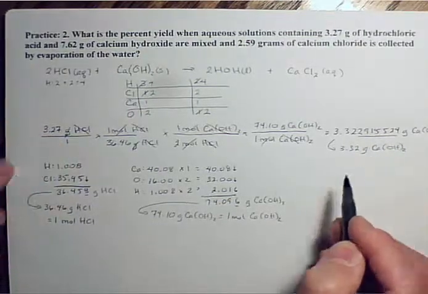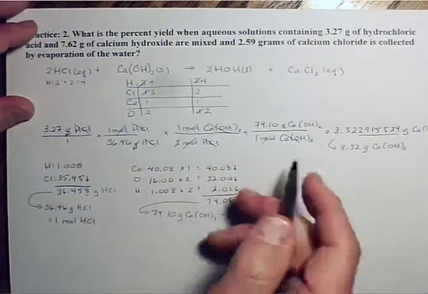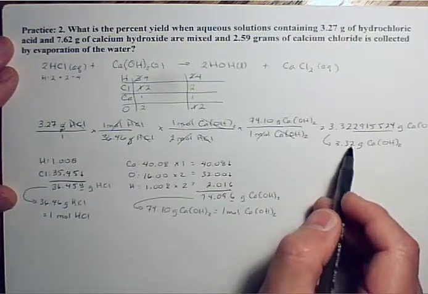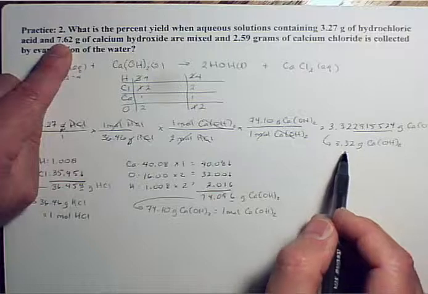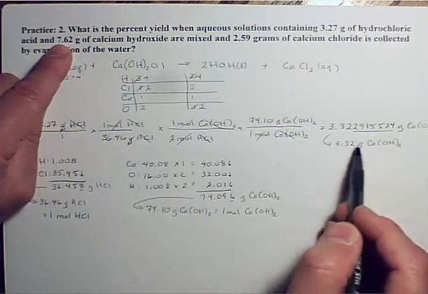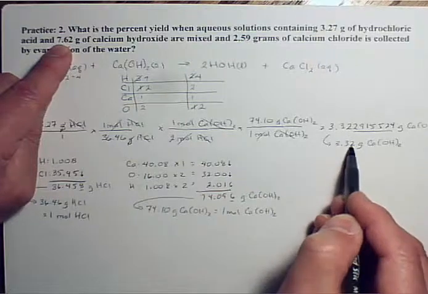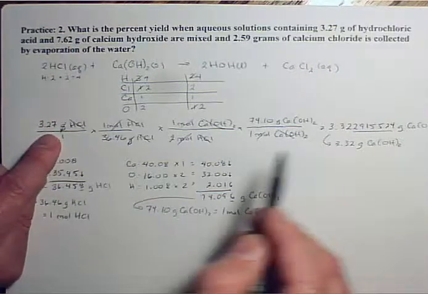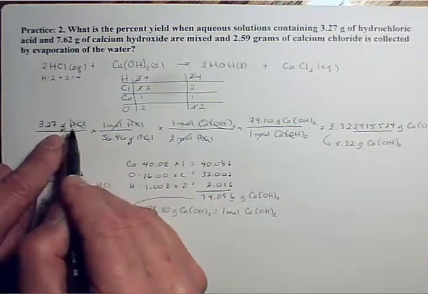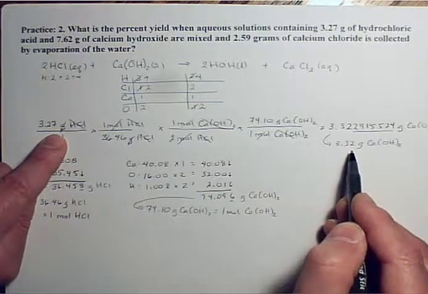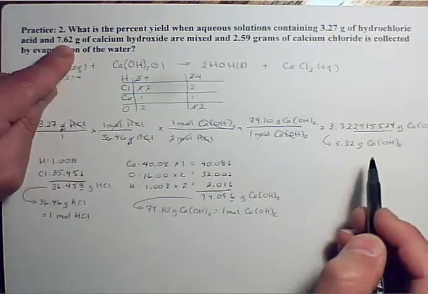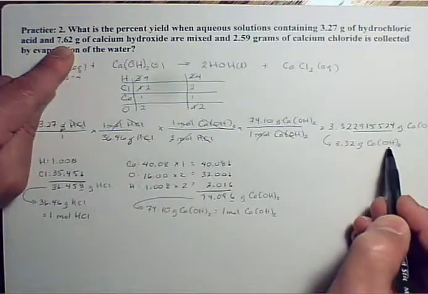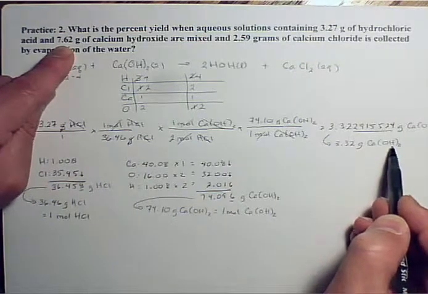Now this number will never be used again. We're only using this number to figure out what the limiting reactant is. And when we compare this number against the one in the problem up here, 7.62 grams of calcium hydroxide, we see there's a significant difference. This number right here is the mass of calcium hydroxide that will fully react with this mass of hydrochloric acid. Since we have less here than the problem has, a lot more is going to be left over. Therefore, this species, calcium hydroxide, is in excess.